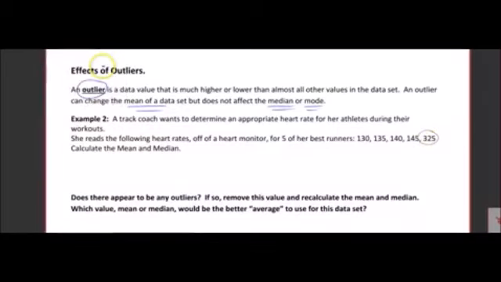Whoa, you may look at that and say, wow, that number seems a bit off. Well, we'll categorize that as an outlier. We'll see what it does. But for now, let's take those 5 pieces of data and calculate the mean and the mode. So you do that.